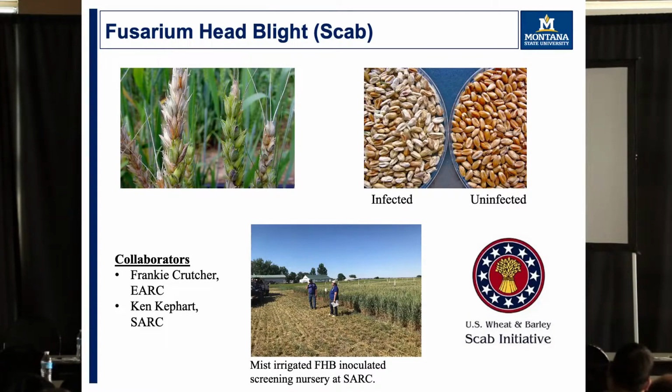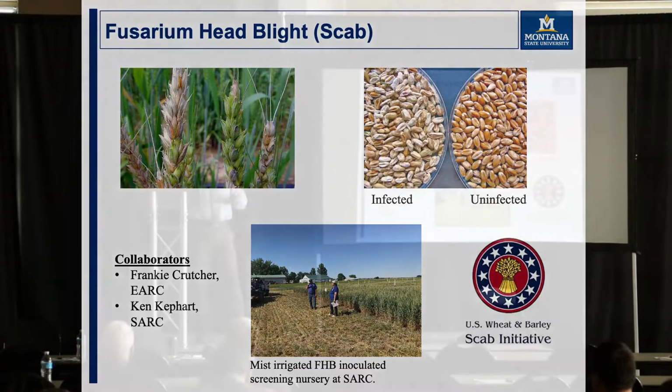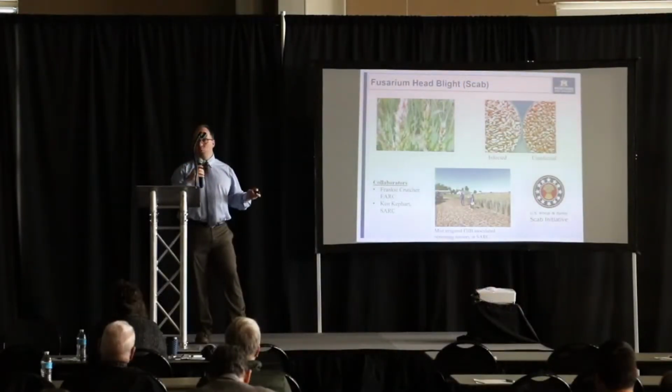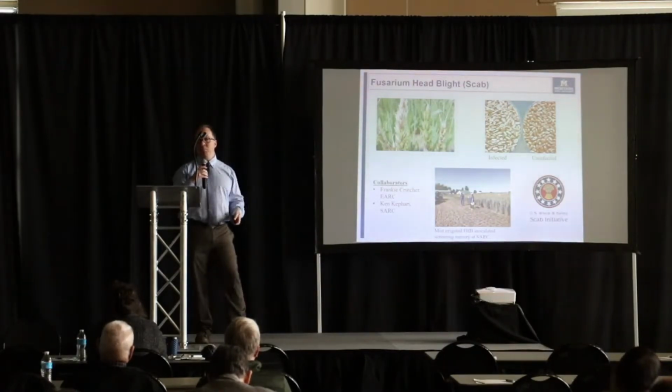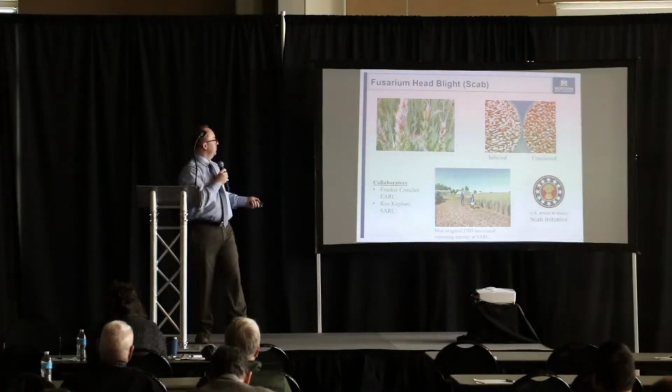So we've been working with Frankie Crutcher, who's based at Sydney. Our spring wheat screening nursery is located at Sydney, and then our winter wheat screening nursery is located down near Billings. The reason it's down there is because we get too much winter kill up in this area. So Billings has a much milder climate, and it's warmer too, which is more conducive for FHB infection. And we've actually had pretty good success in that environment for screening winter wheat in that area.